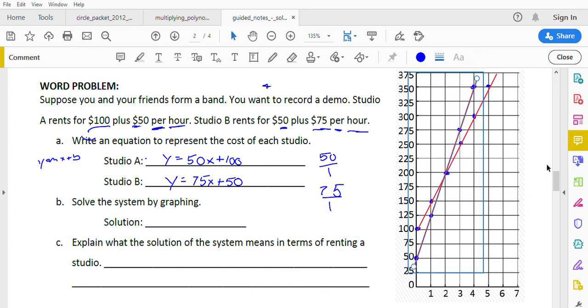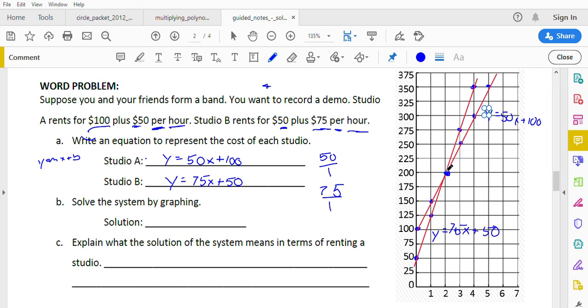Good. So let's go ahead and label these things, the way we're supposed to. This first one was y equals 50x plus 100. And this other one over here was y equals 75x plus 50. Okay, what's your solution? Your solution is right here.